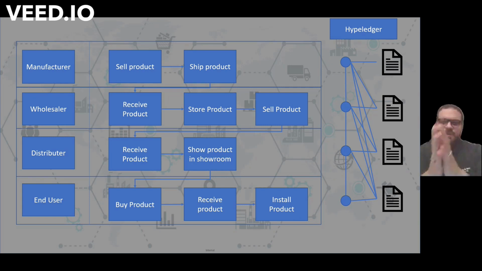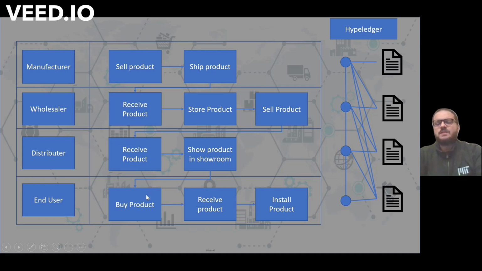So here, this is the same process with the Hyperledger. The manufacturer will sell the product, ship the product, and this will be recorded into the Hyperledger. Then the wholesaler will receive it. This is also recorded to the Hyperledger, till it's sold to the distributor as well. This is recorded in the Hyperledger. The distributor also receives it, and we know on the distributor side that the product was received.